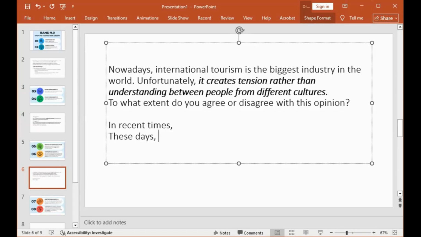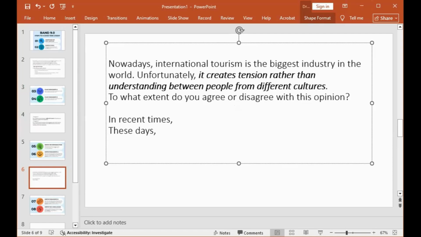Sometimes I don't like using 'in recent times' because the sentence sometimes turns out to be awkward. So I prefer to use 'these days' most of the time. These days. Or another thing I can do is say 'in many parts of the world today'.